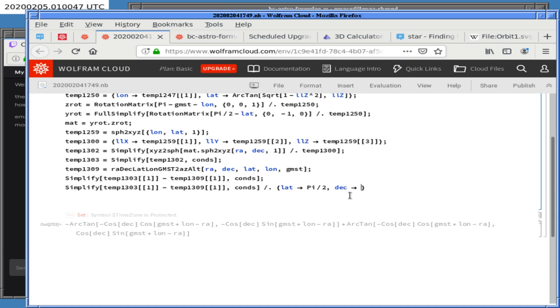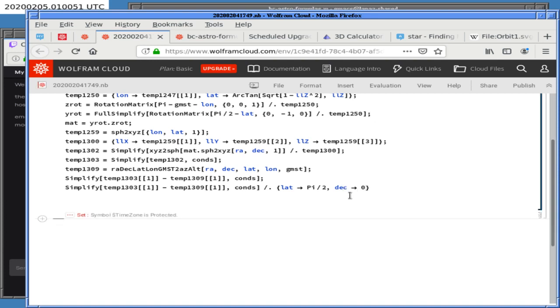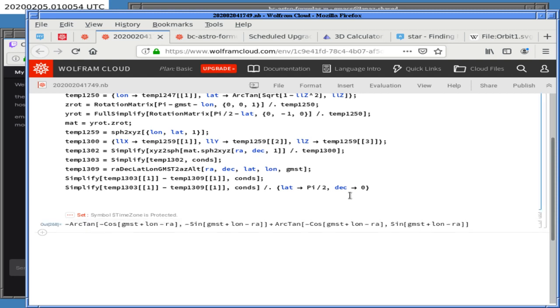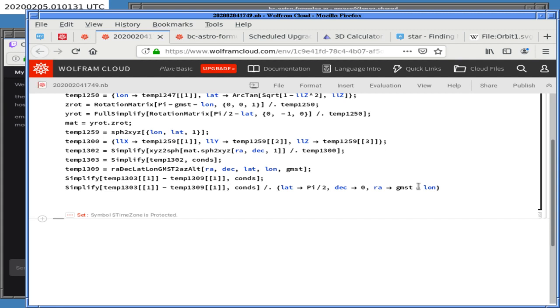Set the declination equal to 0, see if we can still get a failure there. This, by the way, would be on the equator of the... this would be on the horizon at the North Pole. So, are these the same? I think these are the same thing. Almost. Alright, so I'll set RA to be GMST plus 1, and now it's gonna work, but it's not gonna do what we want. This is just going to be, like, 0 minus 0 or something. Yeah, that's not actually very exciting.